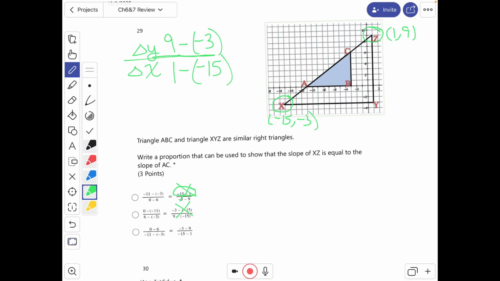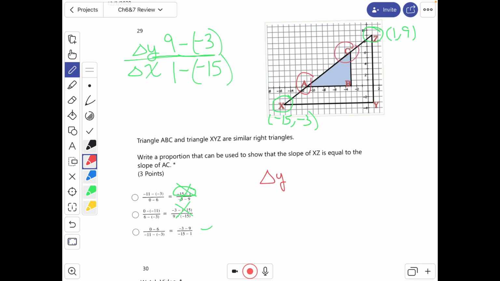The next answer choice, it has the points in a different order. Is it still a negative 3 and a positive 9? Yes, they still subtracted them. They still use the same points. Negative 3, 15, and 9, 1. We still use the same points, so that one is probably it.